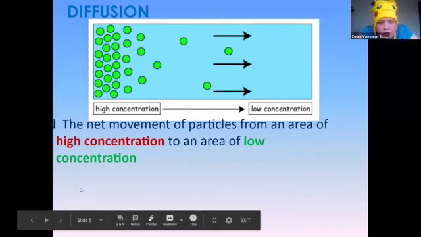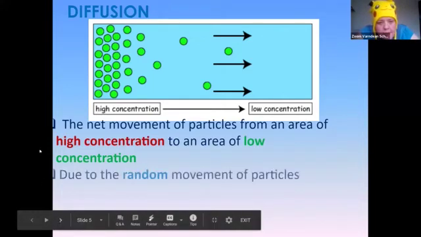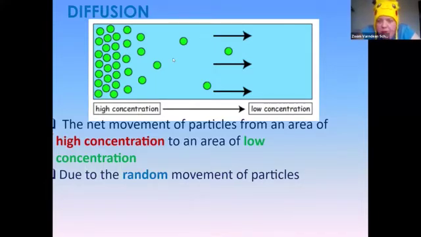And then some key bits for you, just so you've got them. There's my high concentration to low concentration again. And it's random. It means we can't control it. So we don't know which particles are going to move where and bounce into what. It's completely random, and it just occurs naturally.